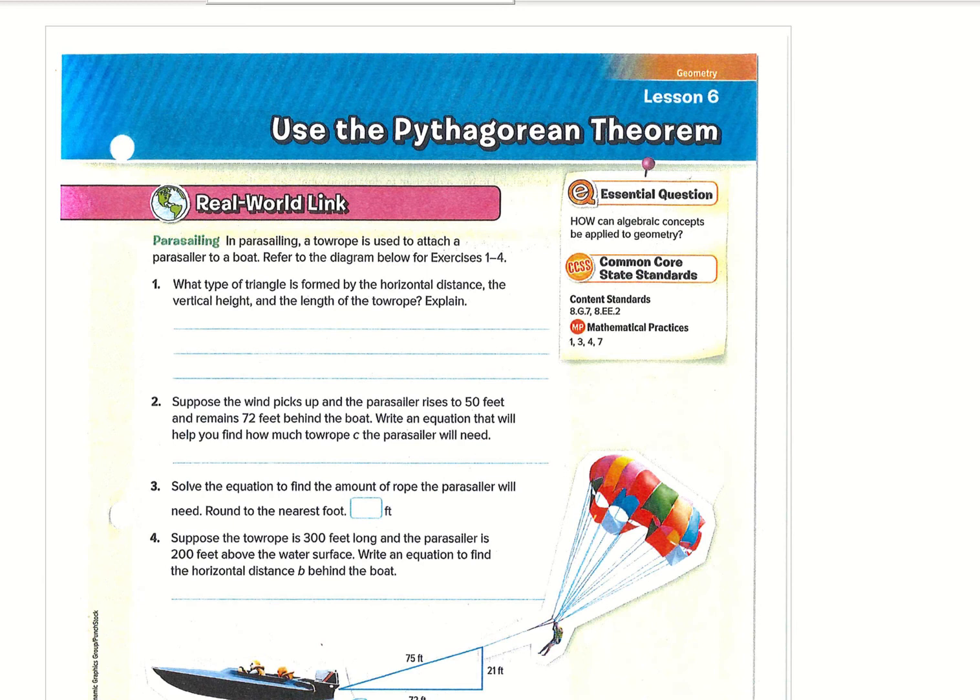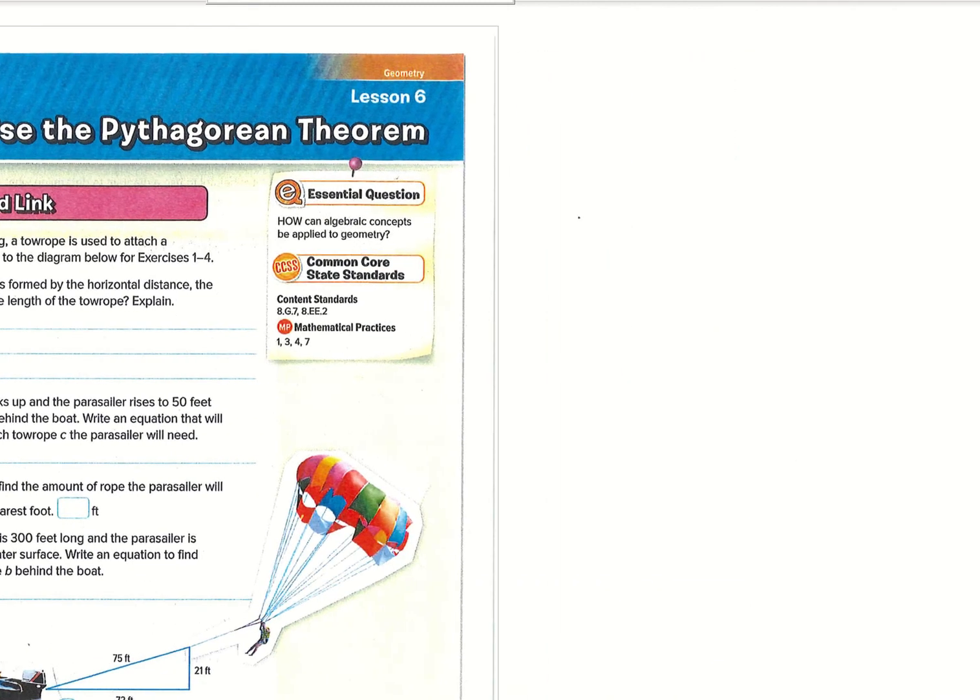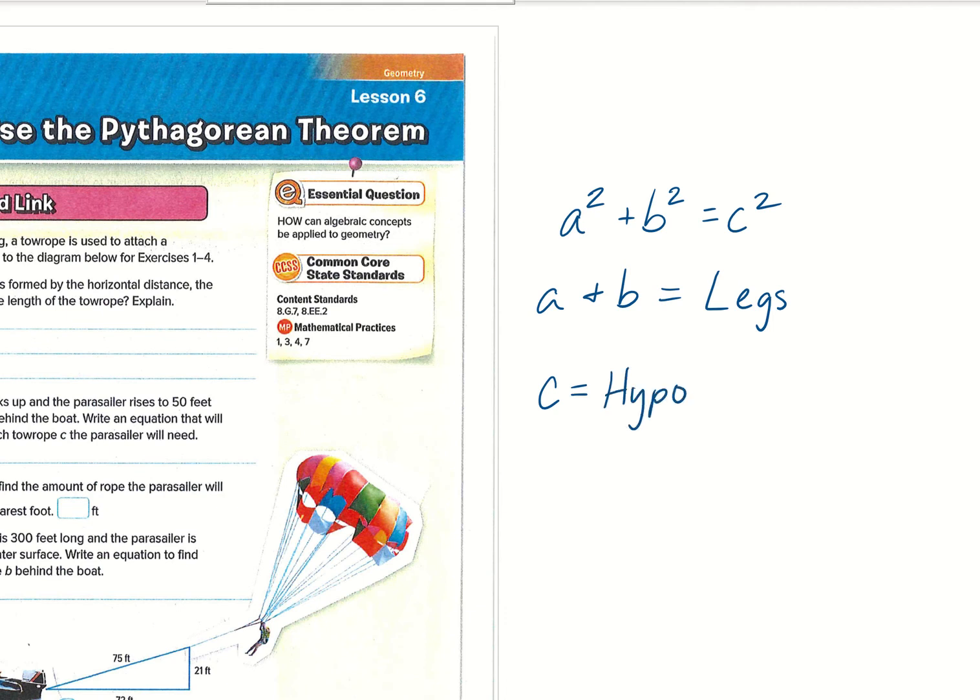Okay, and this is just over using the Pythagorean theorem. So last class we talked entirely about the Pythagorean theorem itself, the formula, how to use it. As a reminder, the Pythagorean theorem is a squared plus b squared equals c squared, where a and b are going to be your legs, and c is going to be your hypotenuse.